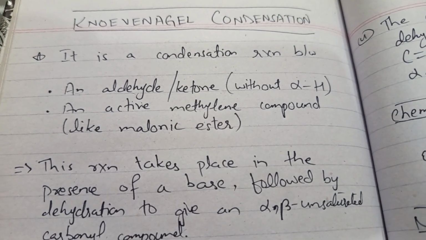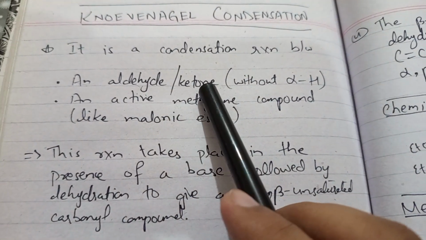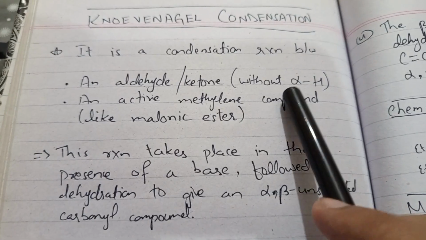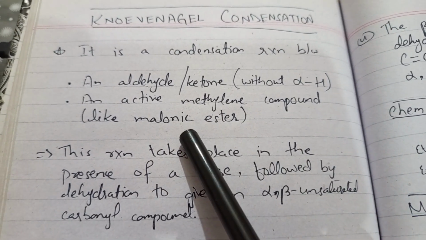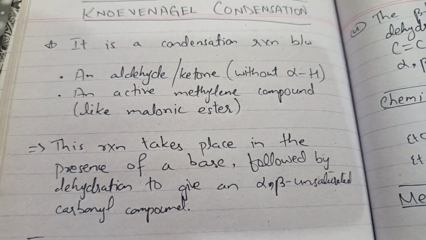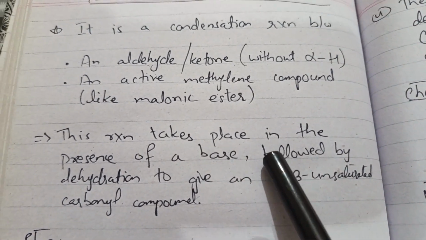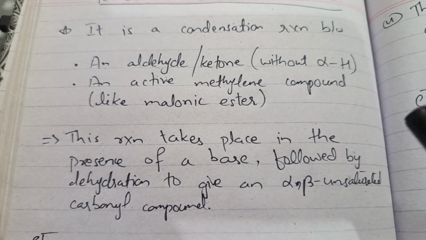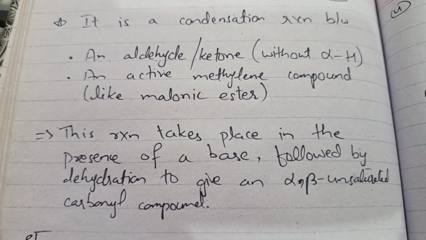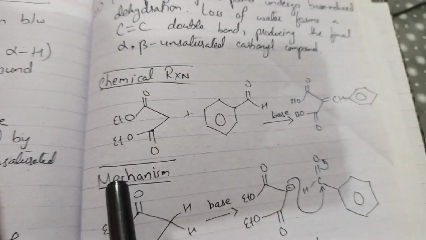It is actually a condensation reaction between an aldehyde or ketone that does not contain alpha hydrogen, such as benzaldehyde, and an active methylene compound like malonic ester. This reaction takes place in the presence of a base followed by dehydration to give an alpha beta unsaturated carbonyl compound. So here we can see its reaction.